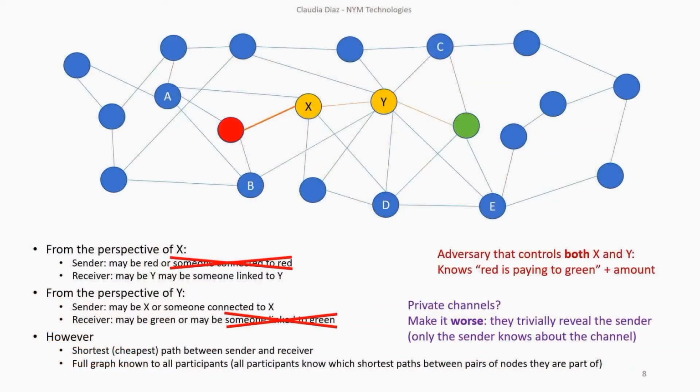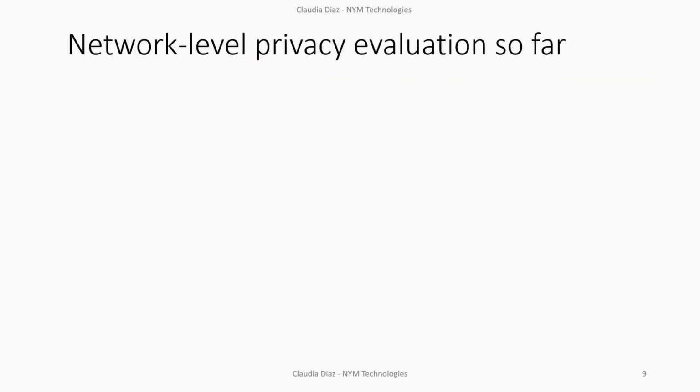And private channels make it actually worse. This was already mentioned in the previous talk, because if the private channel is only known by one person, then the person using it has to be the originator. Nobody else would be able to use it. So, okay, I think what we can say is that it provides plausible deniability, but not really anonymity in some cases.